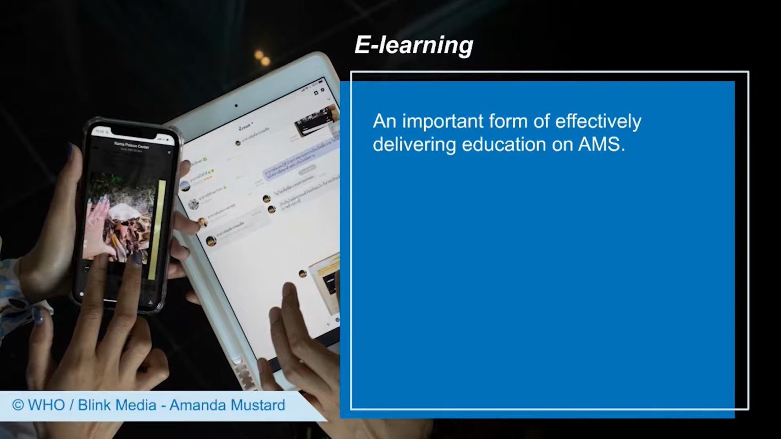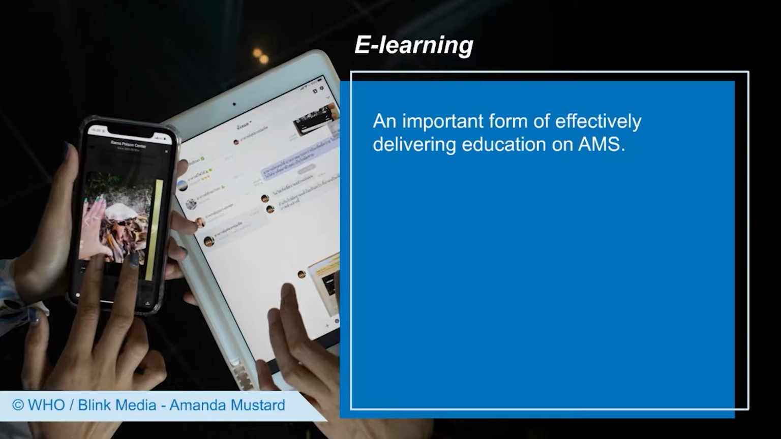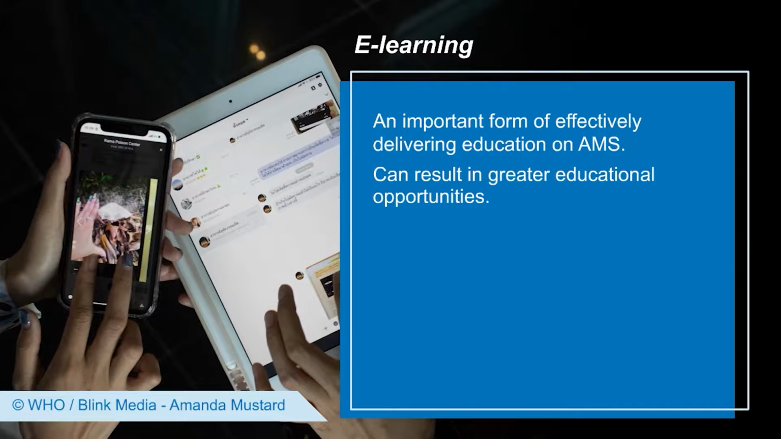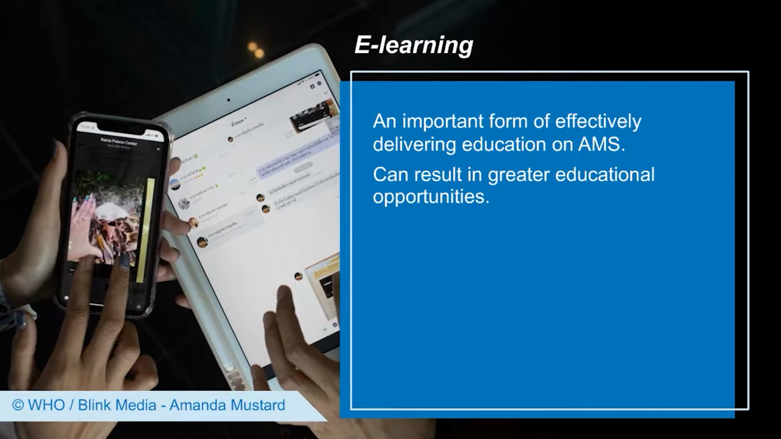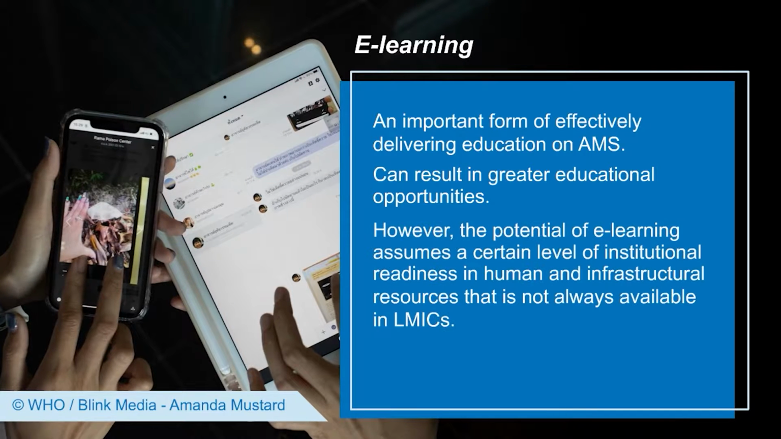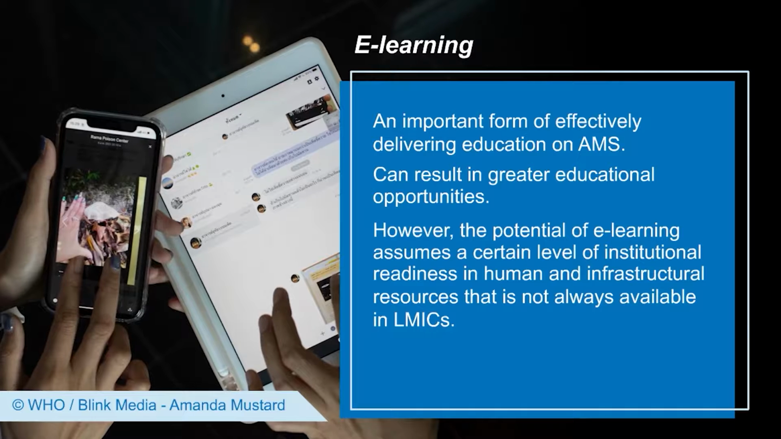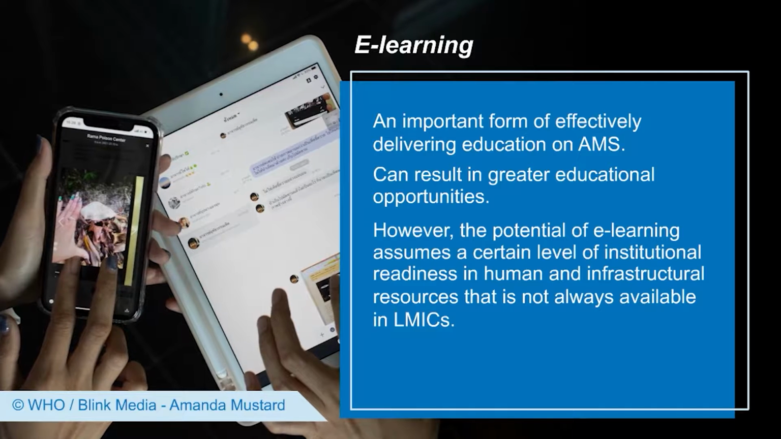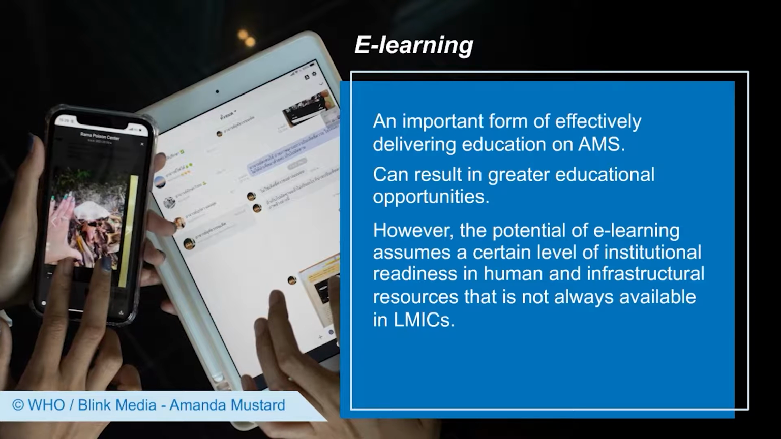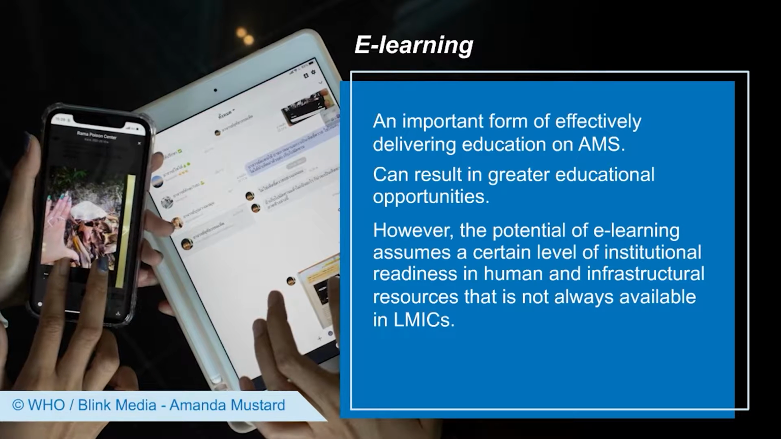E-learning is one important form of effectively delivering education in AMS. Using e-learning can result in greater educational opportunities, simultaneously enhancing faculty effectiveness and efficiency. However, this potential of e-learning assumes a certain level of institutional readiness in human and infrastructural resources that is not always available in LMICs.